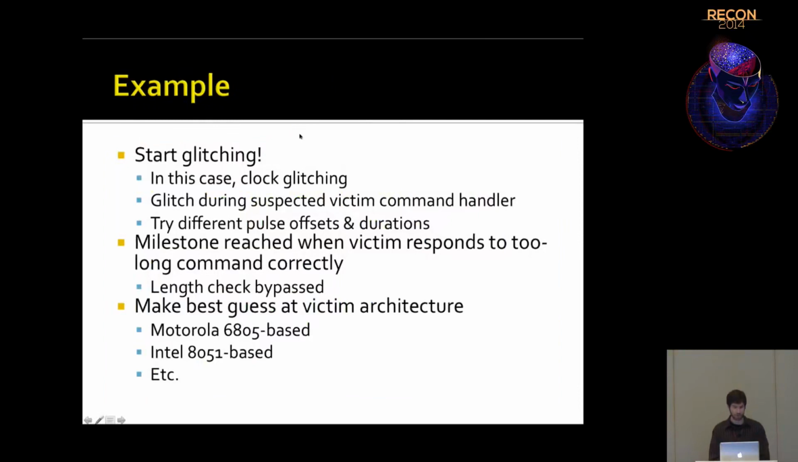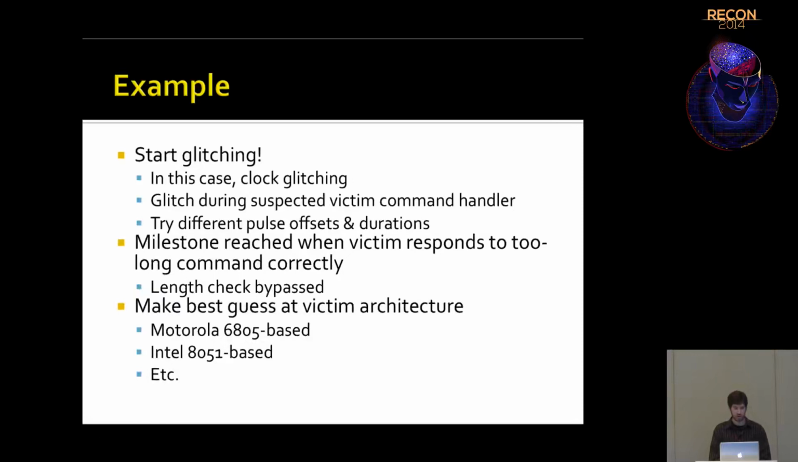And what I was doing was glitching during the suspected victim's command handler of the ISO 7816 commands coming in, and trying different pulse offsets, when they start within the cycle, and durations, how long the pulse is. And you'll reach a milestone when the victim responds to the too-long command correctly. Like, it actually gives you a proper response, because now you know you've bypassed the length check, because it actually answers you even though you've sent in this crazy long command.